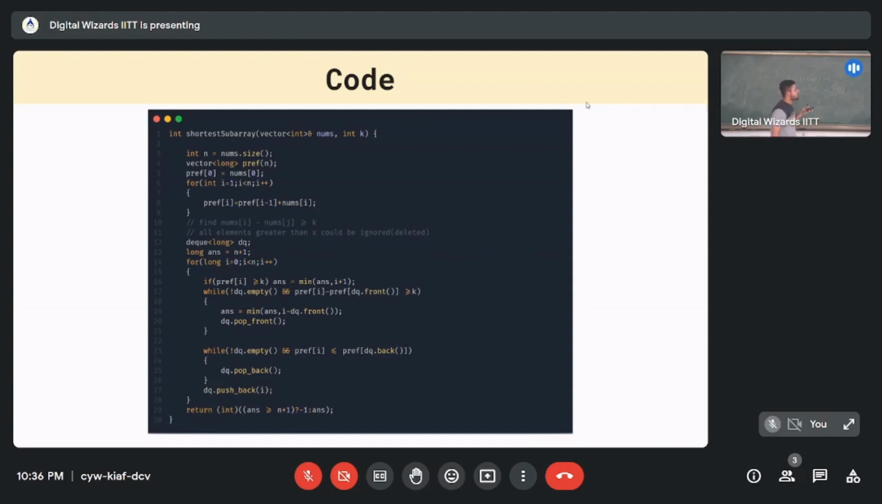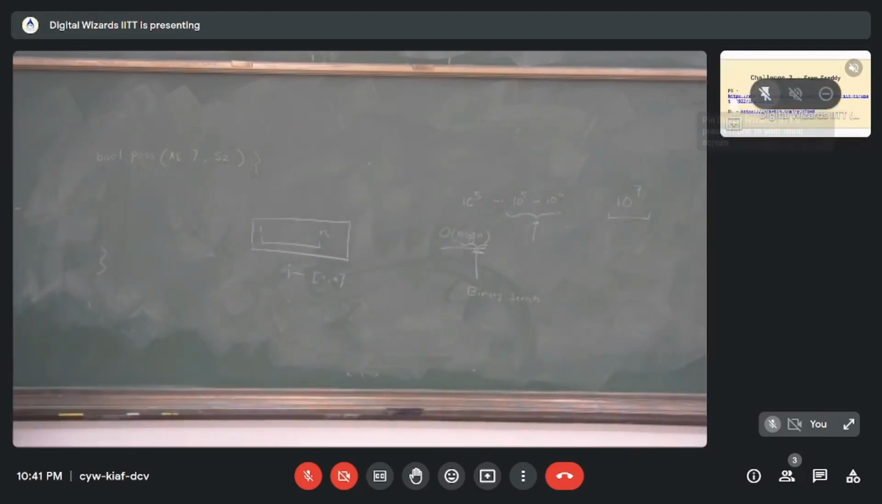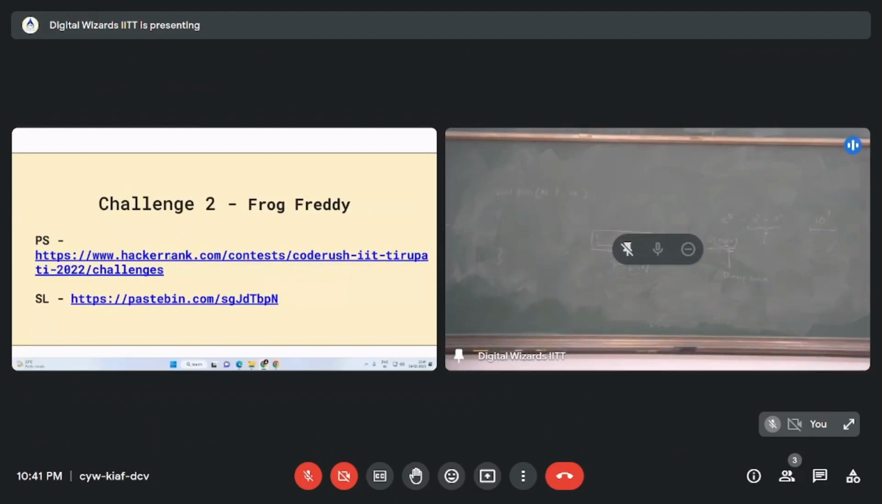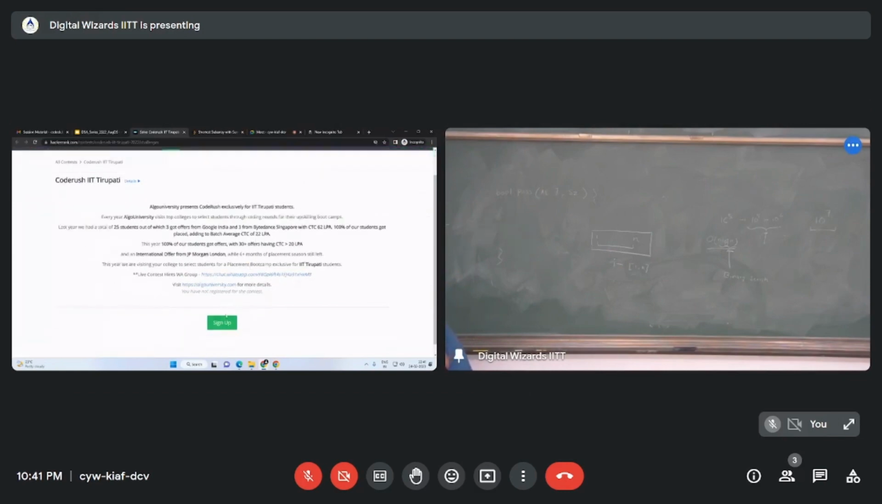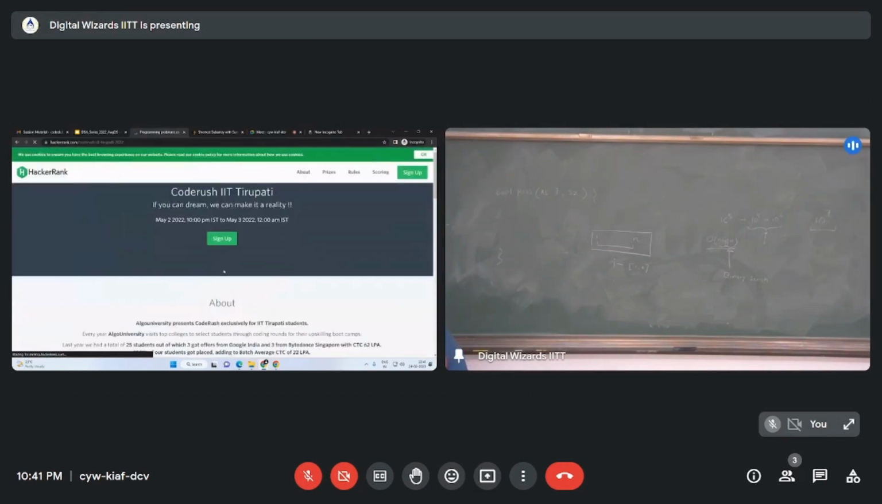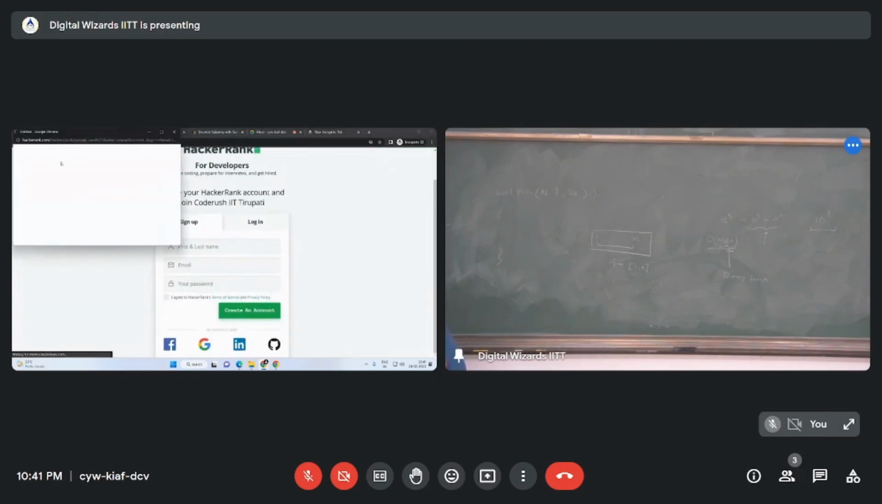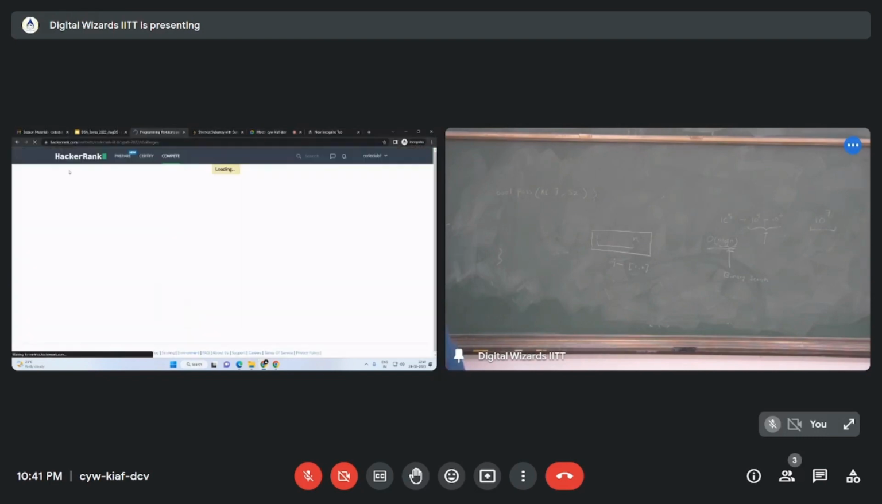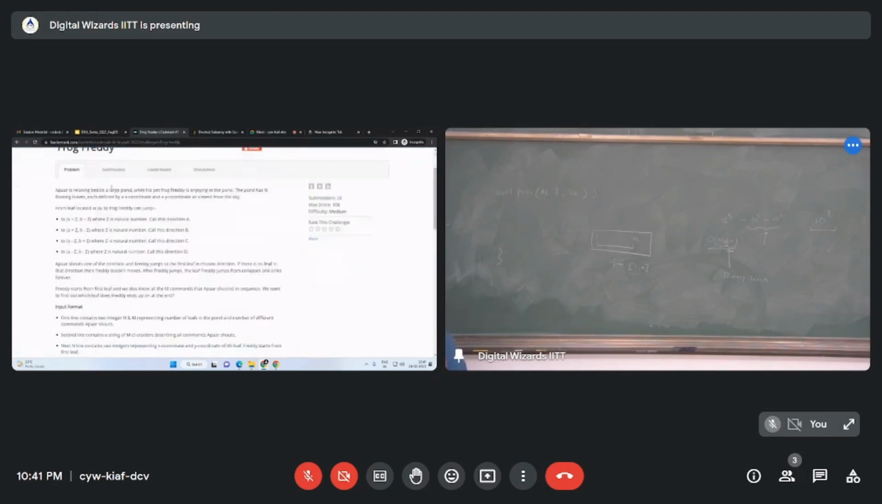And yeah, the next problem is going to be taken by Swam. So yeah, let's move to the next problem. It's called Frog Freddy. I honestly don't have much idea about this problem, so let's see. We can go through the problem once.